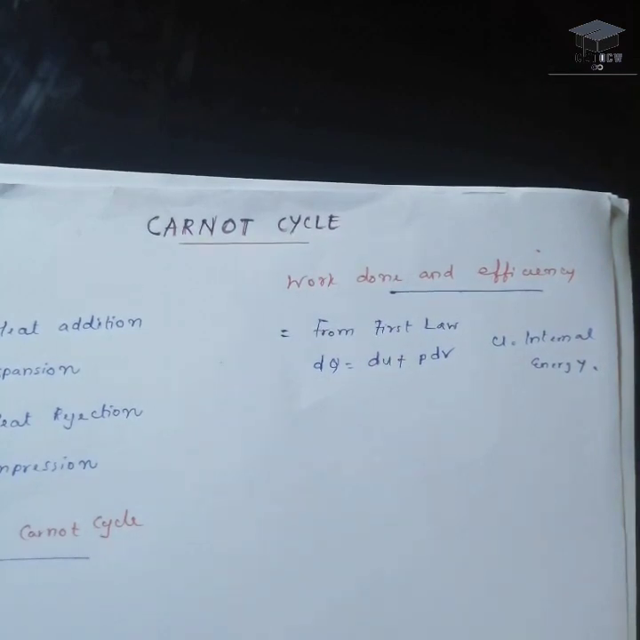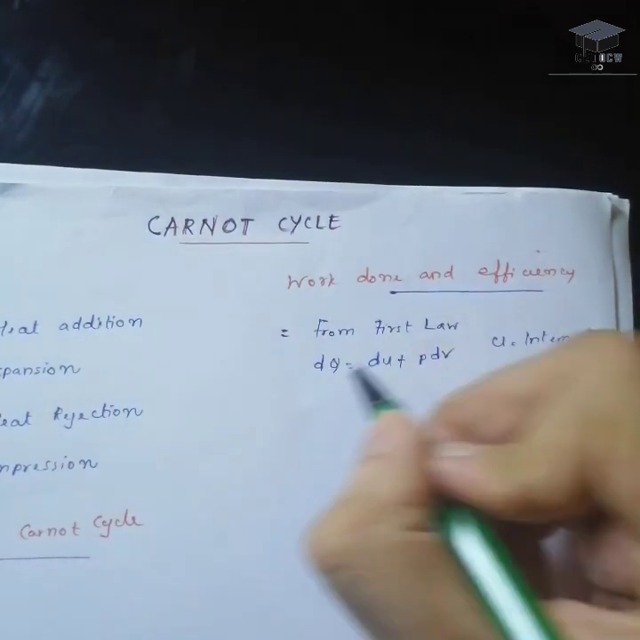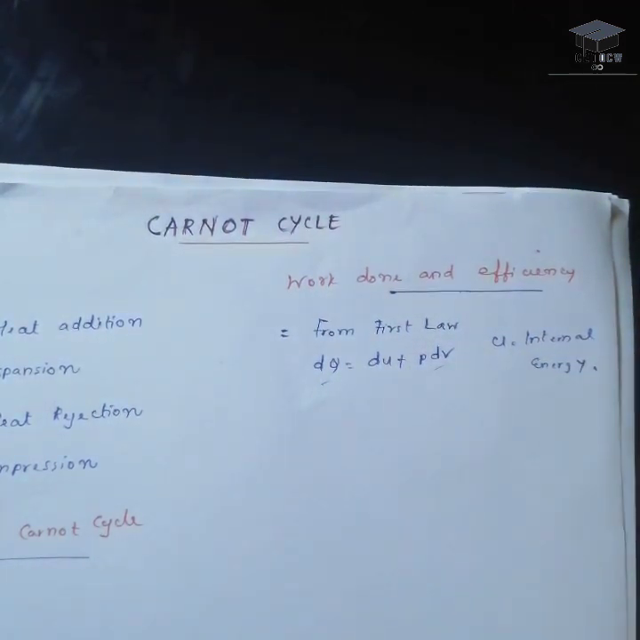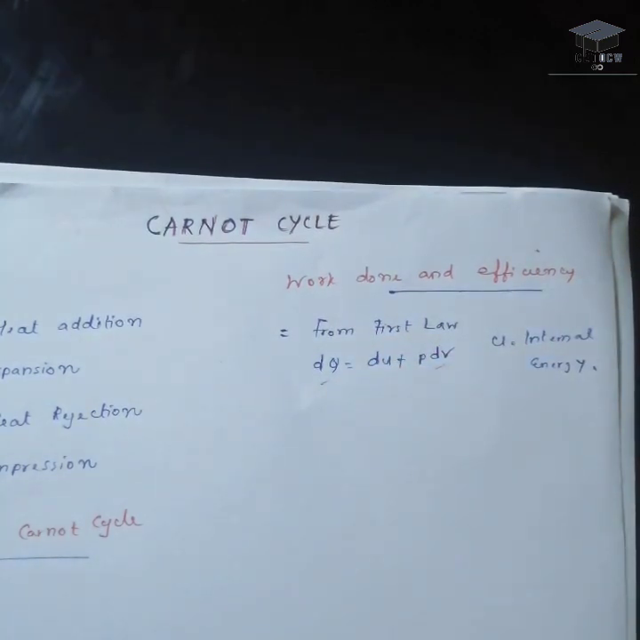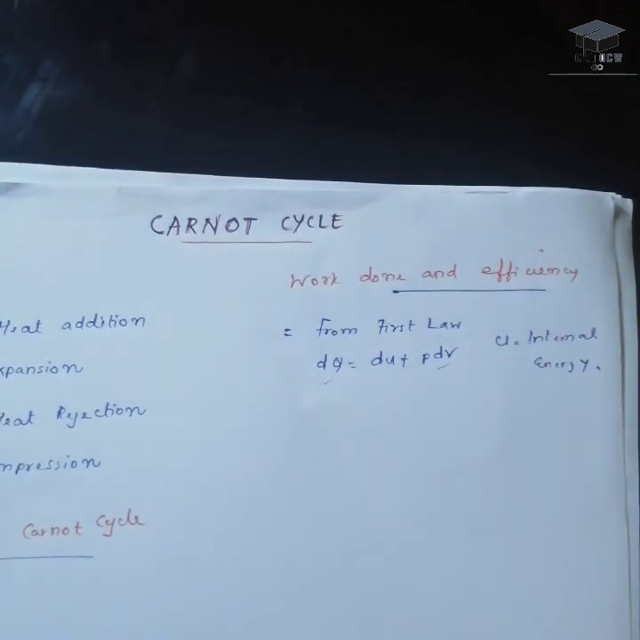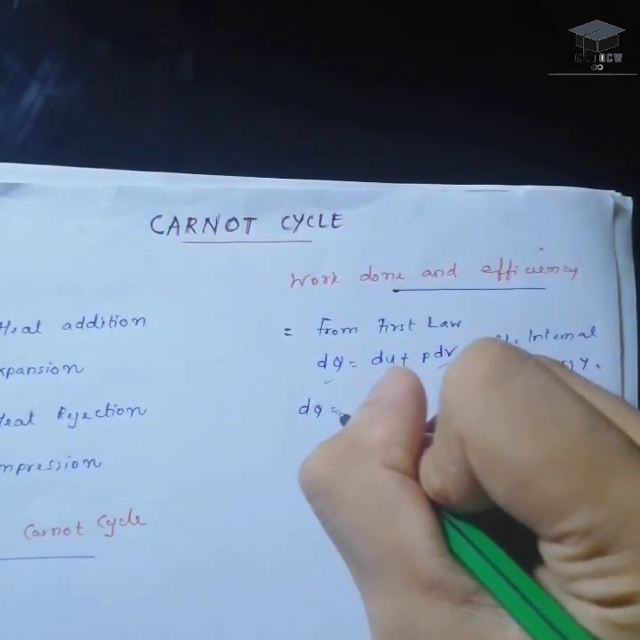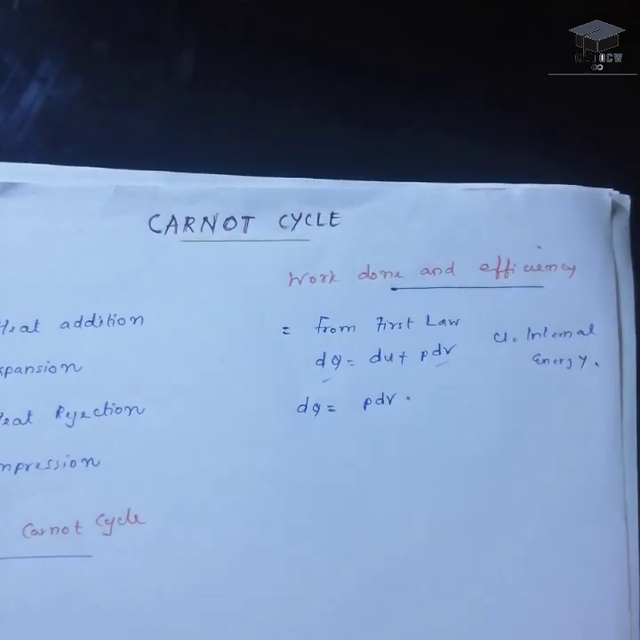So for any cyclic process, since the last stage and first stage are the same, there will be no change in the value of the state functions. Here dU, internal energy, is a state function, and dQ, the heat interaction, as well as work done, are path functions. So the value of heat added and work done will not be 0. We can rewrite this equation as dQ is equal to PdV. This is the equation.